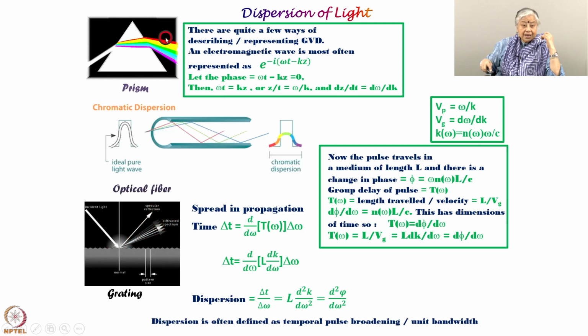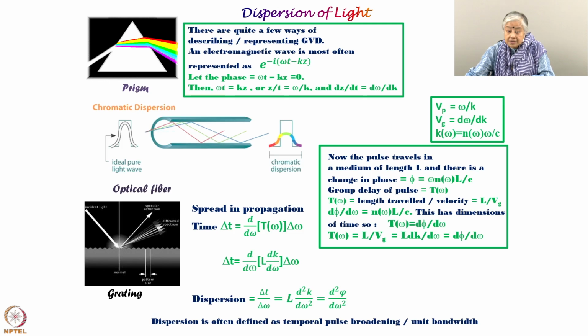Okay. The red light arrives at a particular time, at a particular space, and the blue light arrives at that same space at a different time. The purple light arrives at a different time. So, you know that delay in time for each of these wavelengths gives rise to the total spread of the temporal profile. Okay.